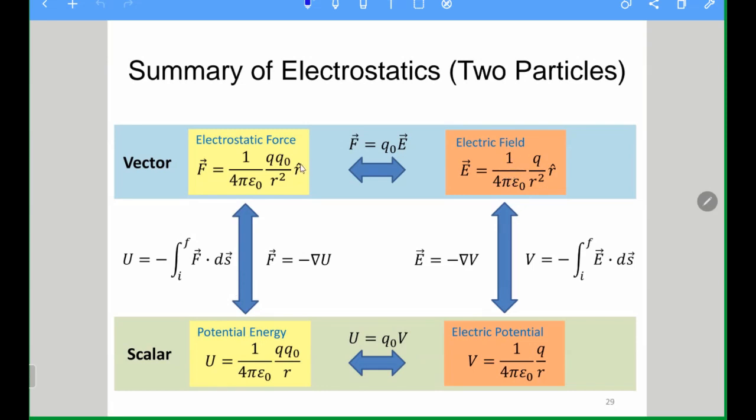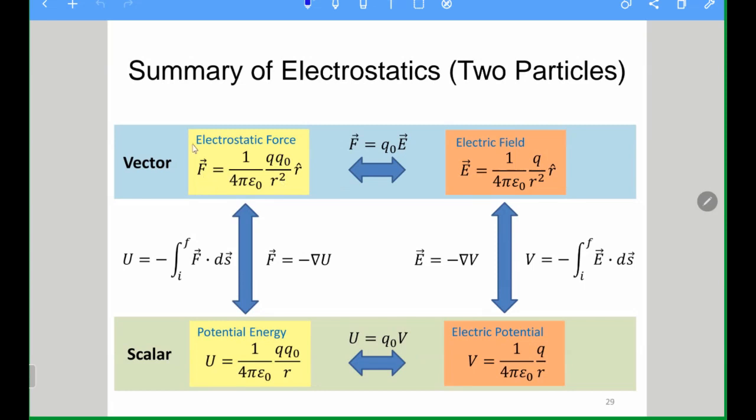And you can see some of them have a Q1, Q2, or Q times Q0, something like that. Some of them don't have 2Q, only have 1Q. Here we have 2Q, 2Q, 1Q, 1Q. And then some of them have an R squared in the denominator. Some of them have an R in the denominator. So of course, there is some relationship.